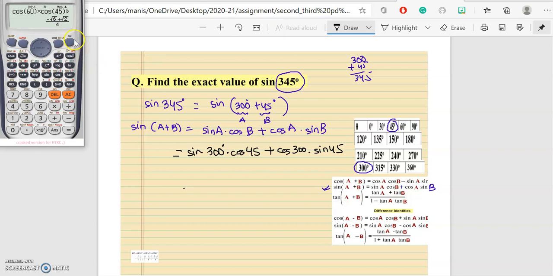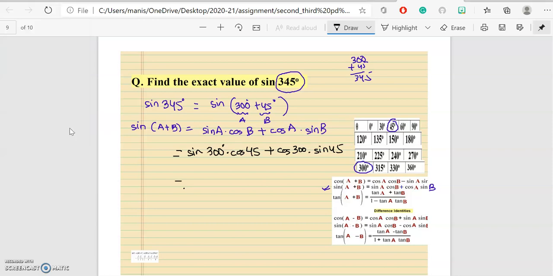Now the last step is to plug the values into my calculator. Let's take sine 300. It's nearly three steps which you have to use. Then cosine of 45, and close your parenthesis all the time. There's a plus sign over here. Then you have cosine of 300, close parenthesis, times sine of 45. And I will again close my parenthesis and press the equal sign. I got my answer: negative radical 6 plus radical 2, divided by 4. So this is the answer for this question.